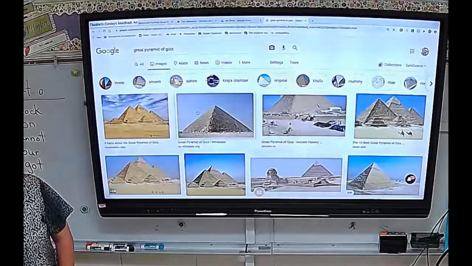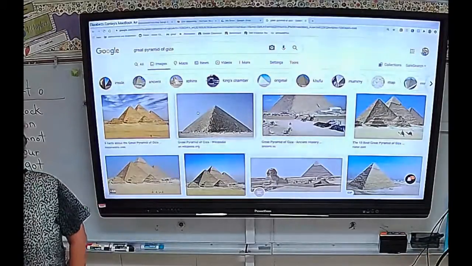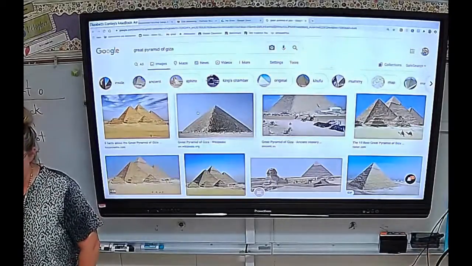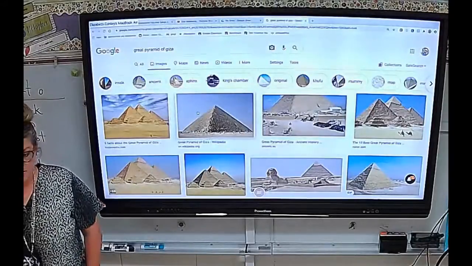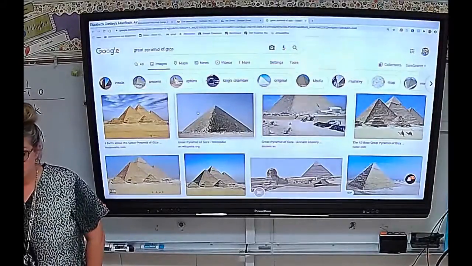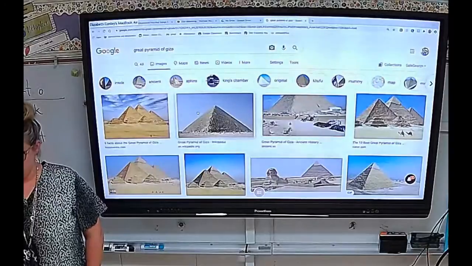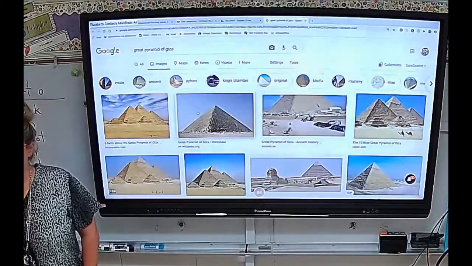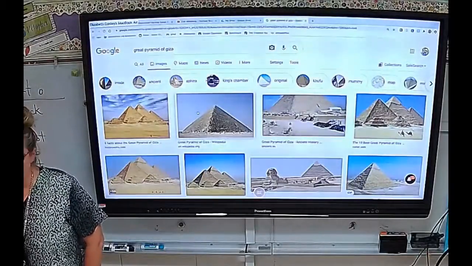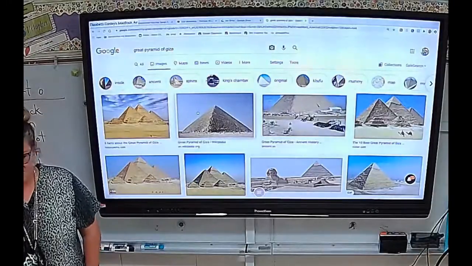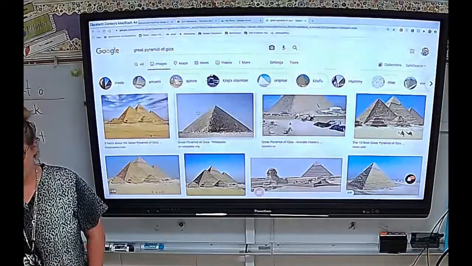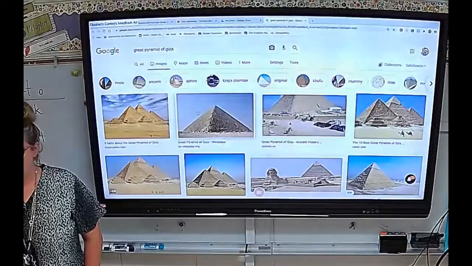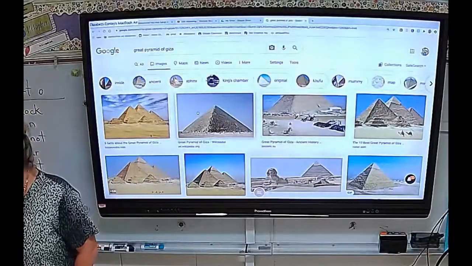Now, did just any people get buried in a pyramid? No. What did they have to be in order to get buried in the pyramid? They had to be Egyptians. Egyptians who were kings and queens, like the rulers of the Egyptians. So the commoners wouldn't get buried in pyramids. It had to be the Egyptian kings and queens.